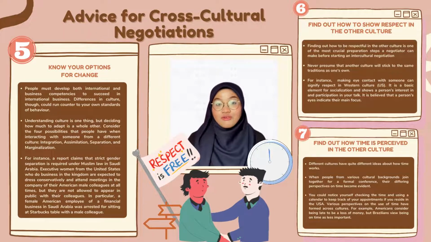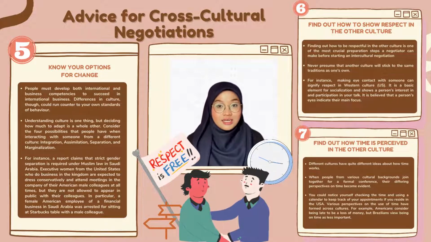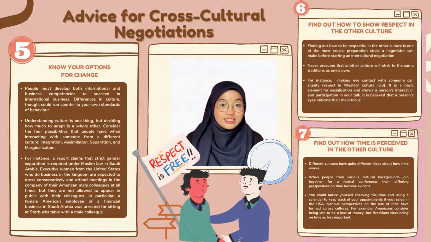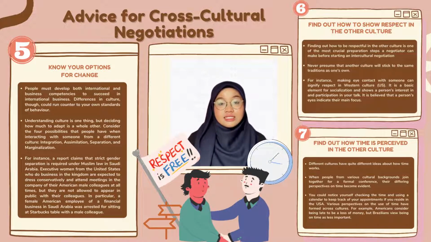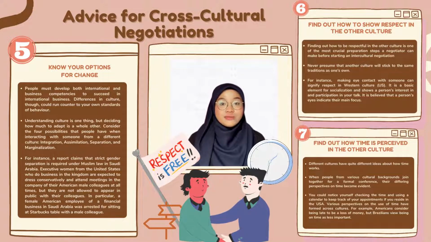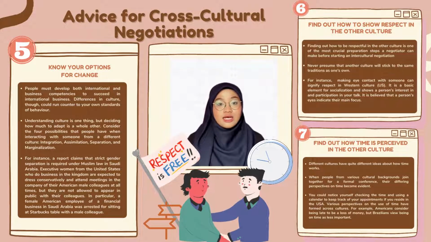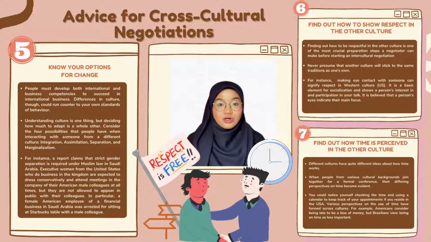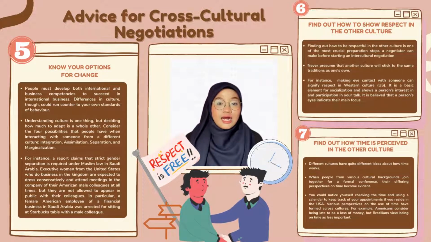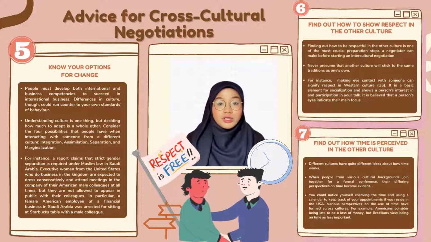Next one is negotiators need to find out how to show respect in the other culture. Finding out how to be respectful in the other culture is one of the most important preparation steps a negotiator can make before starting an intercultural negotiation. You should never presume that another culture will stick to the same traditions as one's own. For example, making eye contact with someone can signify respect in Western culture. It is a basic element for socialization and shows a person's interest in your talk. It is believed that a person's eyes indicate their main focus. Therefore, making eye contact with people during conversations may show respect as you are focusing on them.